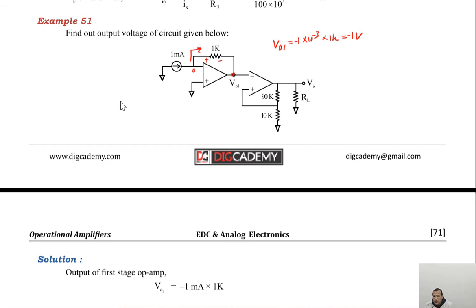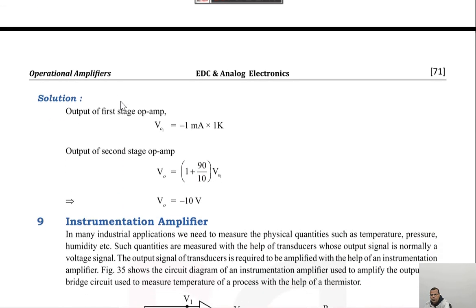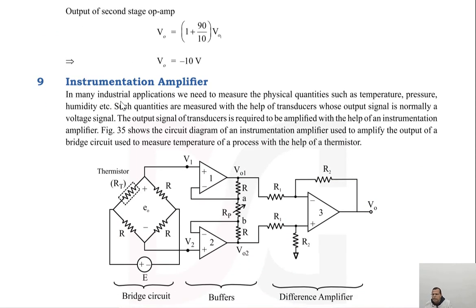Why minus? Because the voltage drop across this is plus minus, and this is the minus side, so V01 will be negative. This is the input voltage to a simple non-inverting amplifier. So V0 will be 1 plus 90 by 10 multiplied by V01. This is RF, this is R, so this is 1 plus RF by R into V01. That is nothing but 10 into V01. V01 is minus 1 volt from here. So this gives minus 10 volt. So the output voltage for the given circuit is minus 10 volt, and that finishes your voltage to current and current to voltage converters.